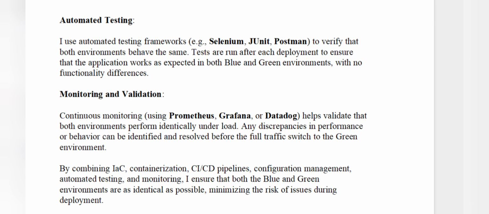The next point is monitoring and validation. Continuous monitoring by using tools like Prometheus, Grafana, or Datadog helps validate that both the environments perform identically under load. Any discrepancies in performance or behavior can be identified and resolved before the full traffic switch to the green environment. By combining infrastructure as code, containerization, CI/CD pipelines, configuration management, automated testing, and monitoring, we can ensure that both the blue and the green environments are as identical as possible, minimizing the risk of issues during deployment.